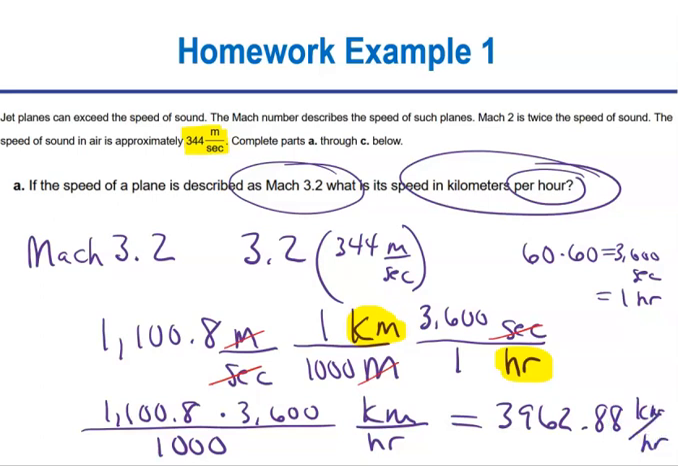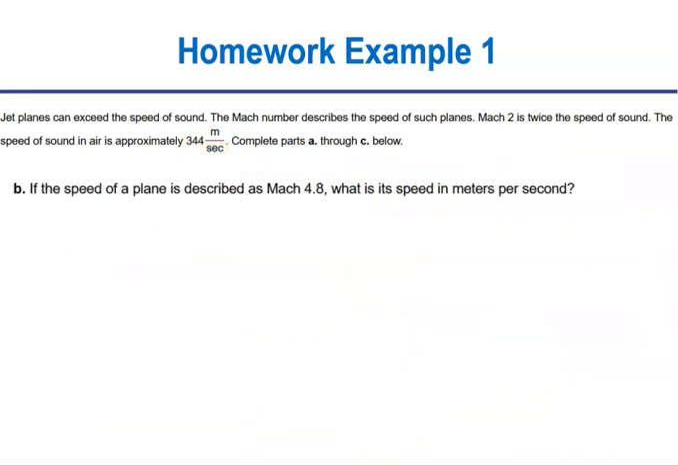Okay, now typically in the problem it tells you where to round. If you need to round, do pay close attention to that. I didn't see that in the directions. Therefore, I didn't round at all. Okay, that's it. That's what we have. And it was a terminating decimal, so I didn't have to round. Okay, here's question B. If the speed of a plane is described as Mach 4.8, what is its speed in meters per second?